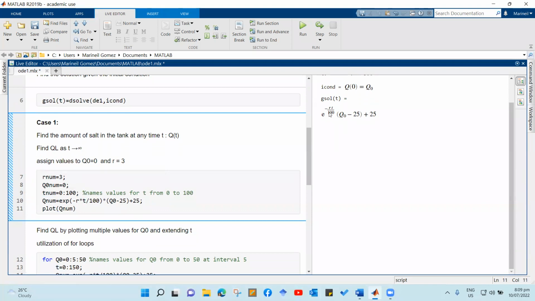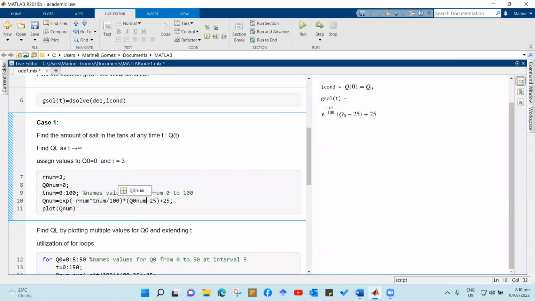Our Q is, because I'm just copying the gSol, which is actually Q(t), so this is the numeric value of Q. Q_num is equal to exp(-r times t/100) times (Q_0 - 25) plus 25. And so this is our Q now. And I want to plot this one. So let me first rename this one so that I would not get an error. So this is r_num, this is t_num, and this is Q_0_num.